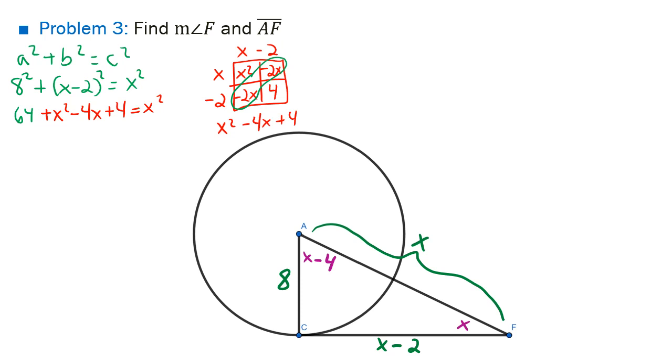All right, so from here, we're going to go ahead and combine any like terms we have. So we have 64 and 4. This is going to give us 68.